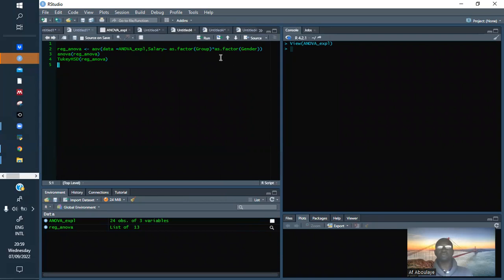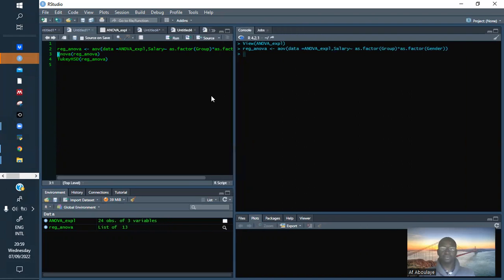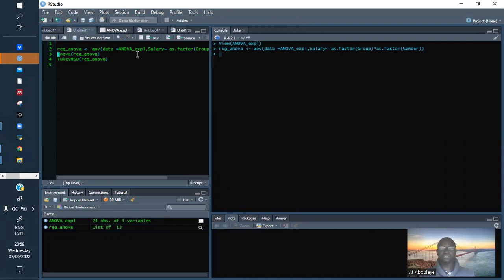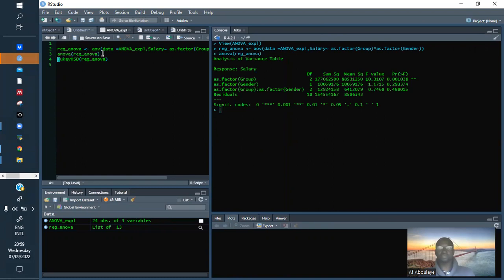Can you see? I could also use plus, but I use the star or multiplication sign here because I want to see the impact of all those categorical variables together. For this reason, I'm using star there. Now I can run. Okay, it's run, but it's not yet finished. You should write anova and bring this one in the brackets. Now you can see the details.